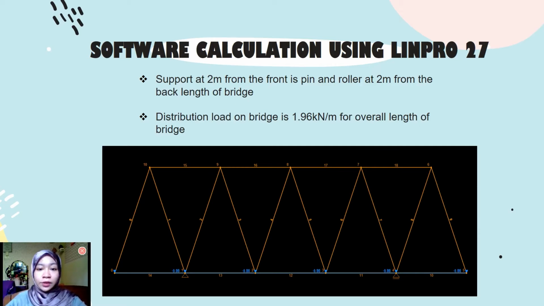For the support, we use a pin support at 2 meter from the front, and then the roller at 2 meter from the back line of the bridge. This is roller and this is pin. And we apply distributed load on the bridge of 1.96 kN over m for the overall length of the bridge, which is the blue line.